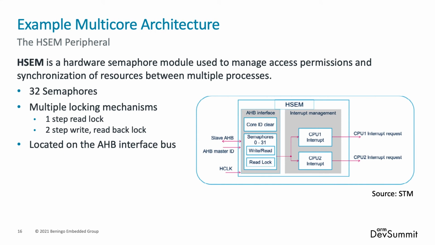Now, one of the things I mentioned a little bit earlier is that most multi-core processors will have some type of hardware-based semaphore. The STM32 parts have this HSEM peripheral, which actually provides 32 semaphores in hardware that basically allow you to make the two different cores synchronize their software if you need to. So what ends up happening here is it's just a simple way to manage access permissions and then synchronize the use of resources between multiple processors.